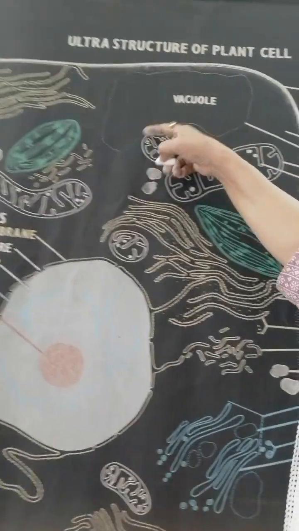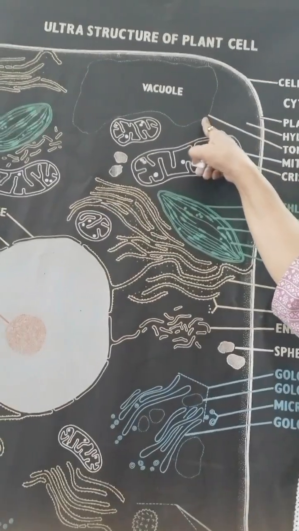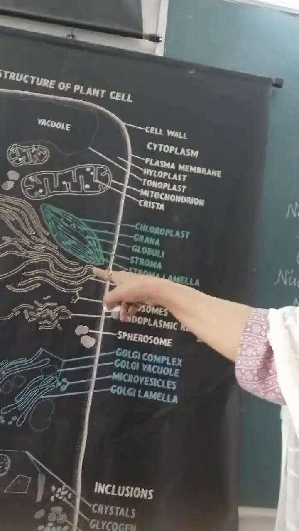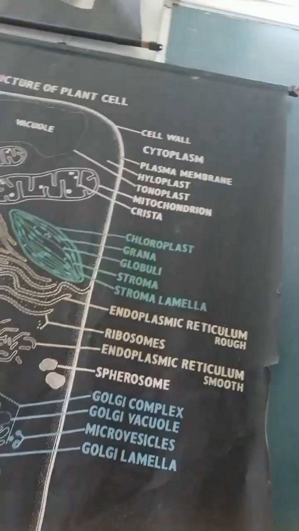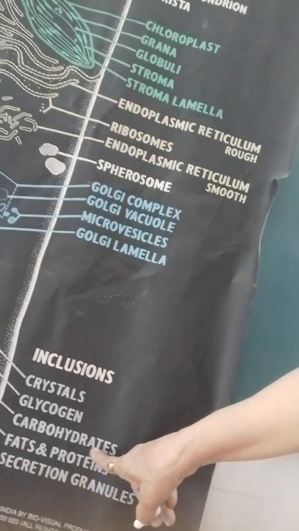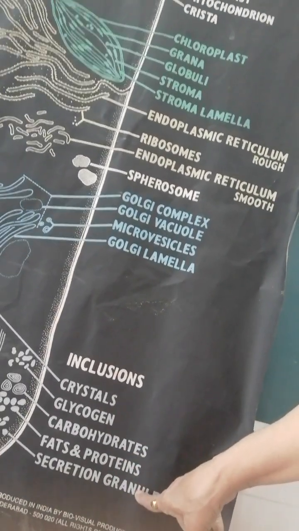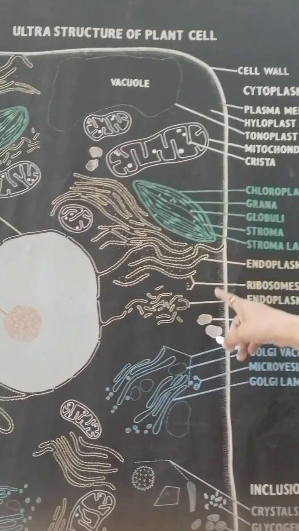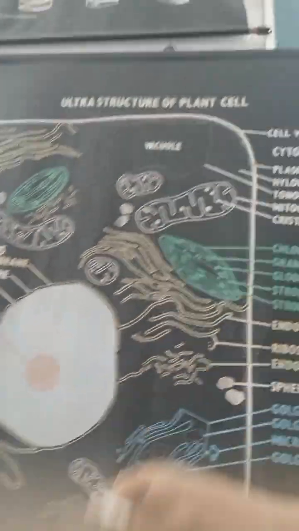This is the large vacuole. It is surrounded by a membrane called the tonoplast. And besides this, there are other structures like crystals, glycogen, carbohydrates, fats, and various other granules also present. That's all about this plant cell.